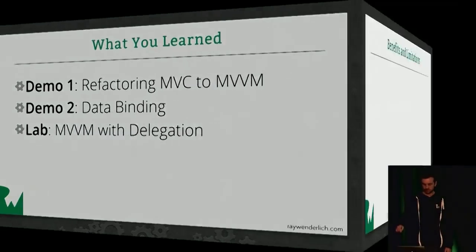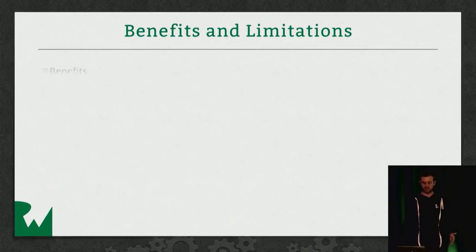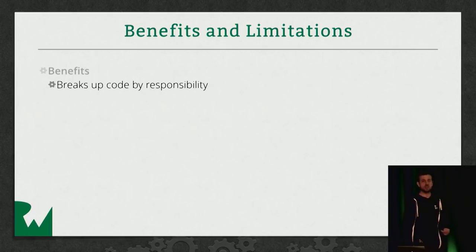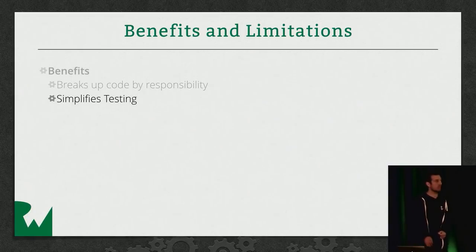Okay, so just to recap some of the benefits and limitations of MVVM. First of all, it breaks up your code by responsibility. This is obvious, and that's what all design patterns are trying to do, but I should write that. It simplifies testing. I kind of missed the part where I showed the actual unit test going because I started adding some boxes to some objects that the test didn't have ready. But anyways, it simplifies testing.